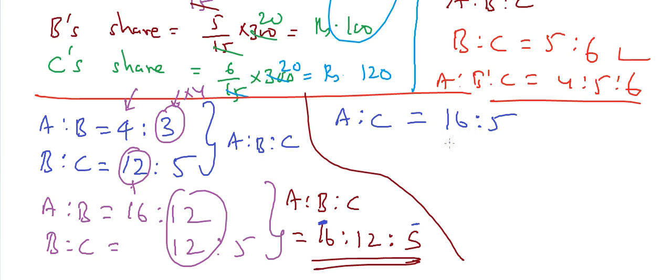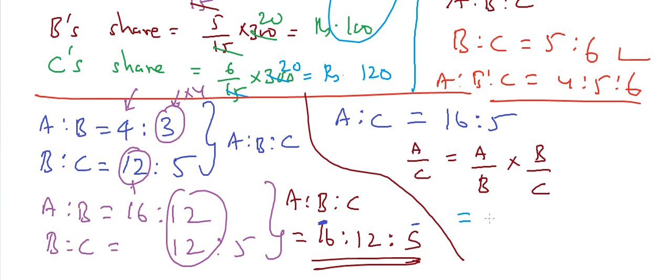Or suppose we are asked to find only a is to c, we don't require a is to b is to c. Then there's an easier way. Because a is to c is nothing but a by c. See, a by c can be written as a by b into b by c, isn't it? Because b will get cancelled, we get a by c. Okay, see now we have both the values.